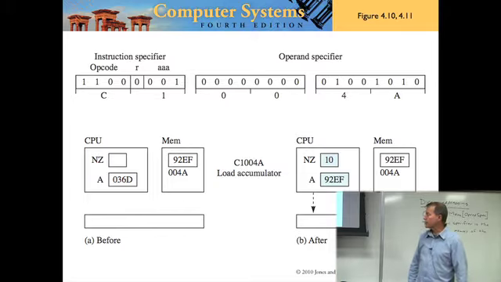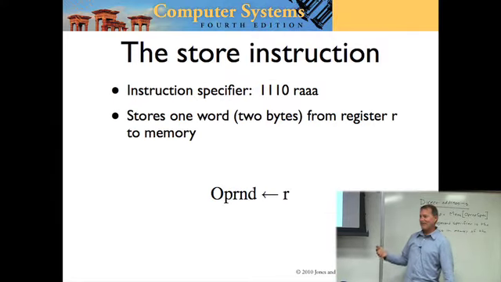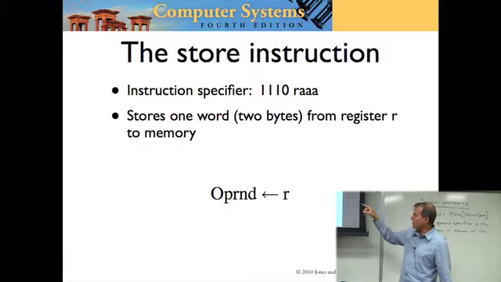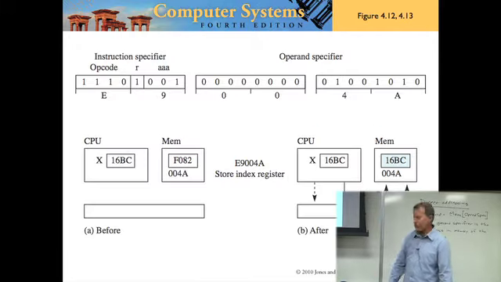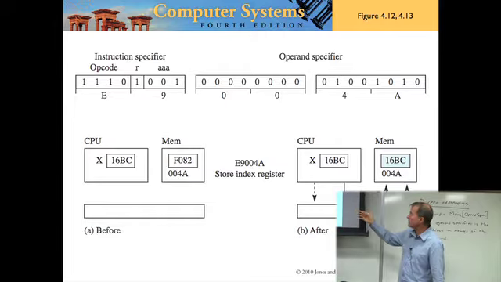Now, the next instruction is the store instruction. Well, if we have an instruction that takes information from memory to the CPU, we've got to have an instruction that does what? Goes from the CPU to memory. So that's the store instruction. So is everybody with me on this? So the instruction specifier is 1110, and again, it's an R bit, the register specifier, and then an AAA. So this stores, and this does the opposite. And so here's an example of how that instruction works, in figure 4.12 and 4.13.